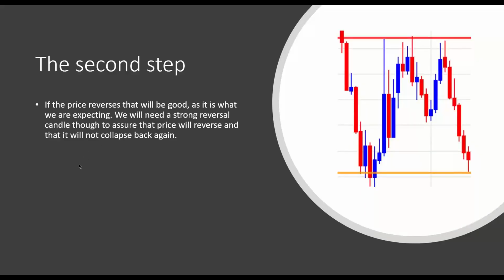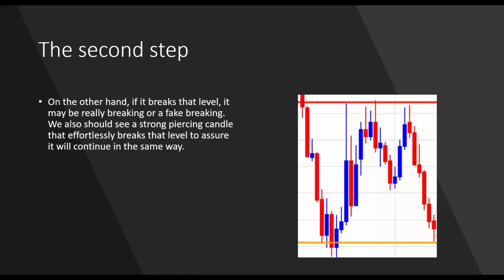So if price reverses, that will be good if it hits the upper price level zone, and it's what we're expecting. We will need a strong reversal candle, though, to assure that price will reverse and that it will not collapse back down again. So you can't just arbitrarily trade when it touches that resistance zone. You can't arbitrarily trade because it touches it and falls back down again. You have to have decision makers. And in this case, a lot of times a reversal candle will help you make that decision.